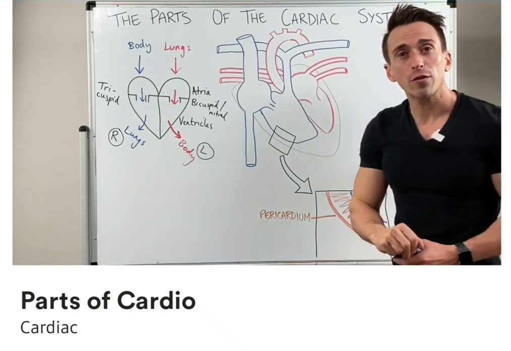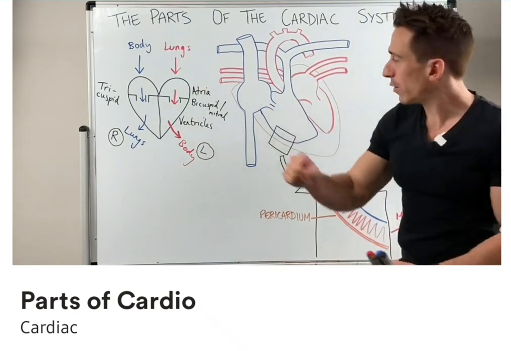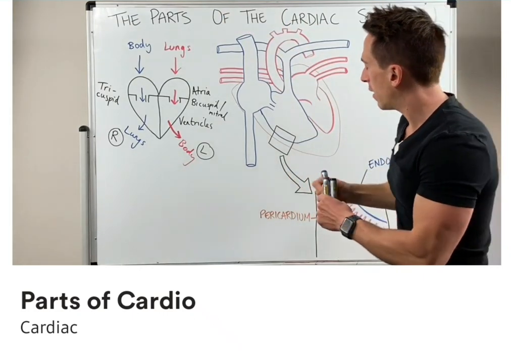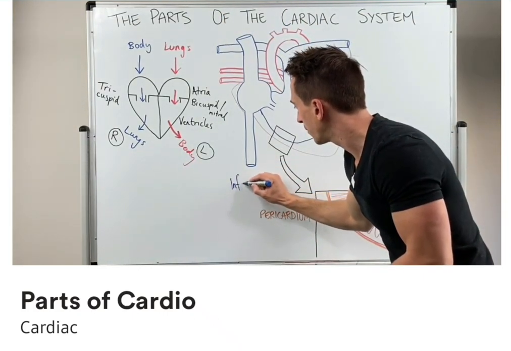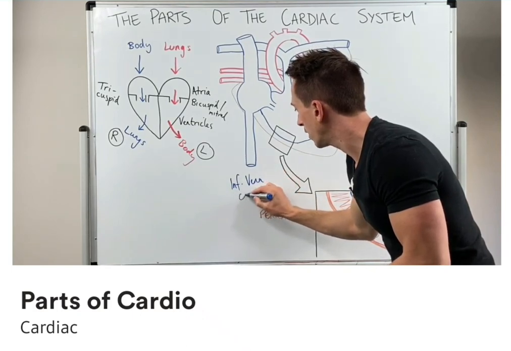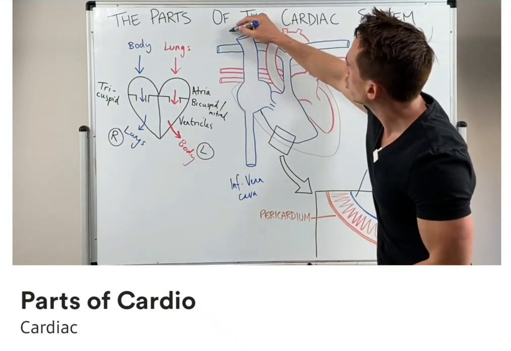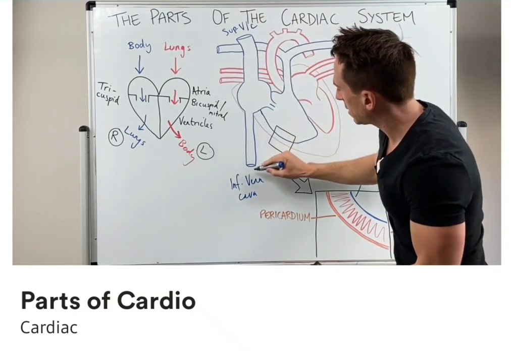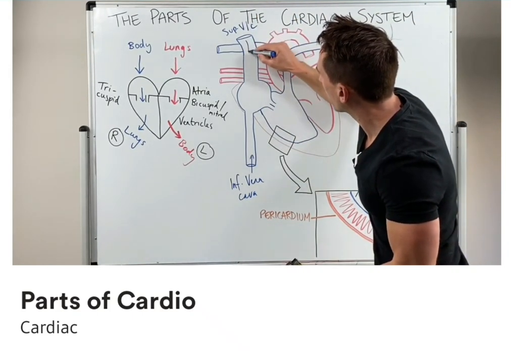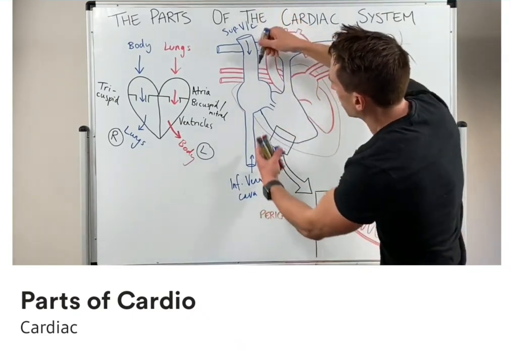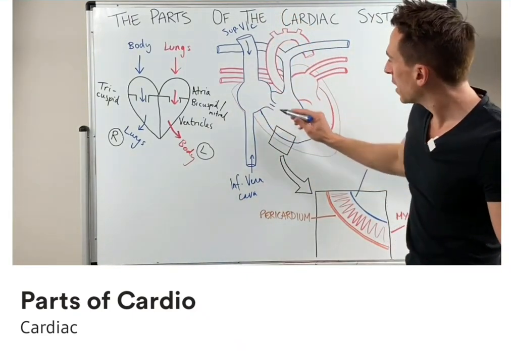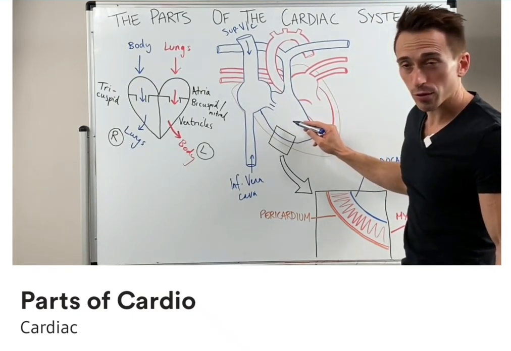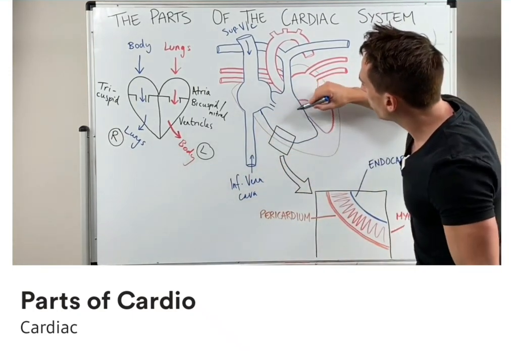The blood comes back from the body, not through one area, but two, what we call the vena cava. And you're going to have an inferior vena cava and a superior vena cava. And this is blood coming in back from the body. And it goes back to the right atrium. Then it goes through that tricuspid valve, which you can see here, into the right ventricle. It will contract and blood will be ejected out.